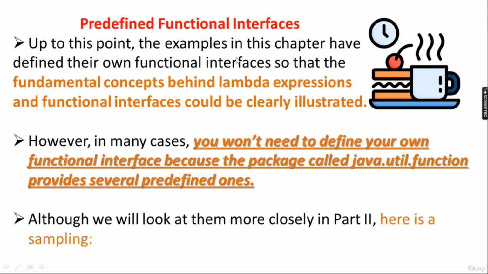Okay. Next, predefined functional interfaces. Now we have created the functional interfaces on our own. Those are custom interfaces, but there are still predefined interfaces. Up to this point, in the examples in this chapter we have seen our own functional interfaces, so that the fundamental concepts behind lambda expressions and functional interfaces could be clearly illustrated. But in many cases, you won't need to define your own functional interface because they are already there.